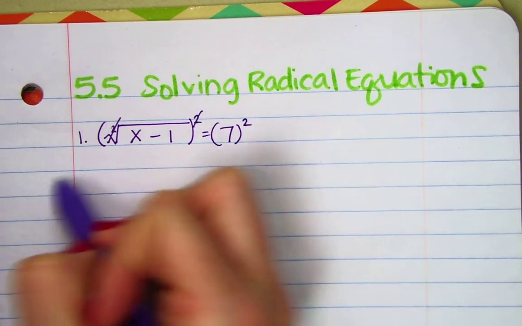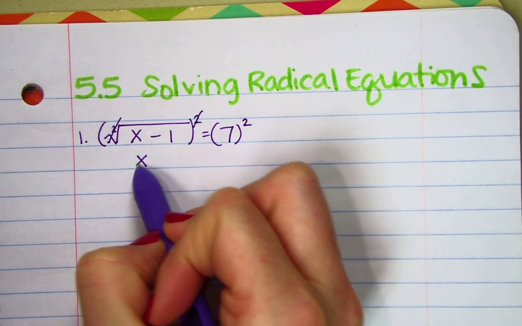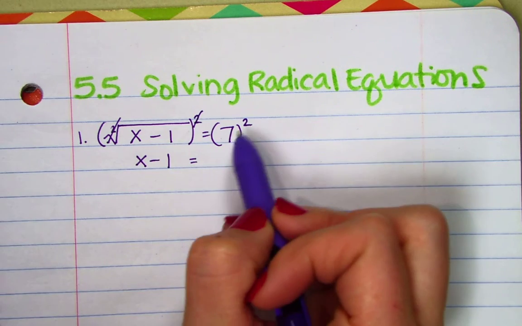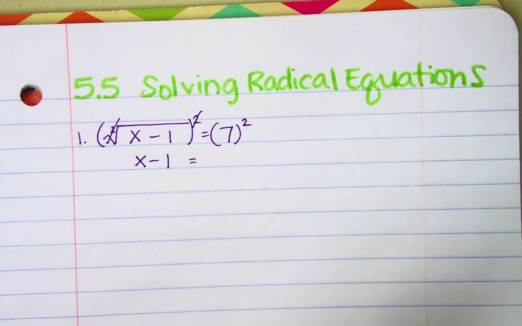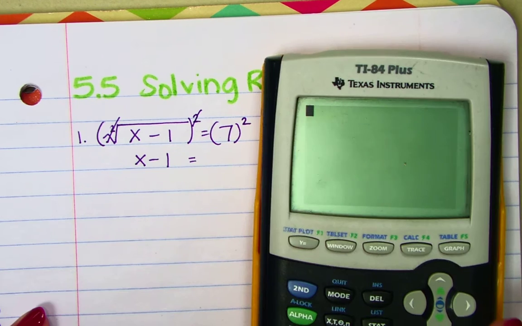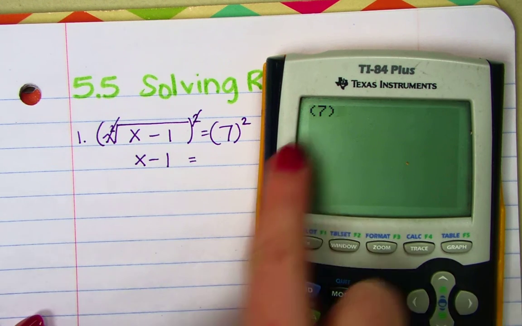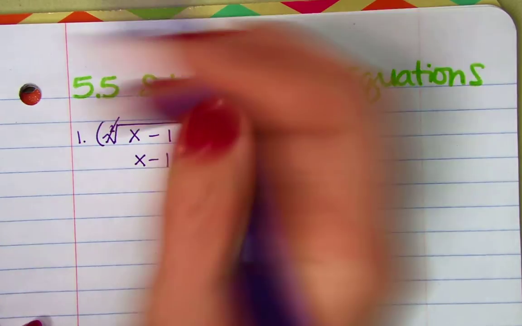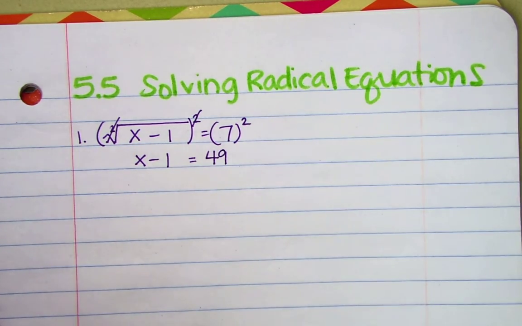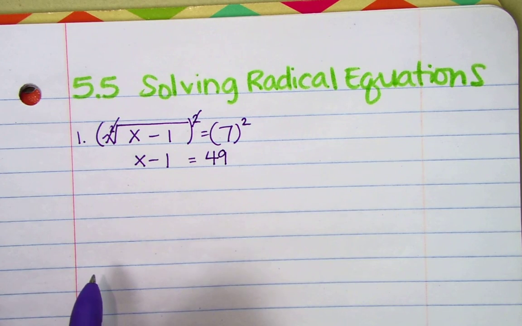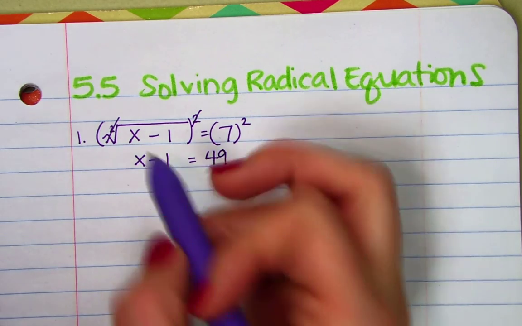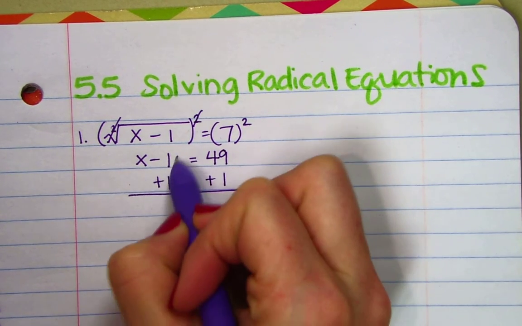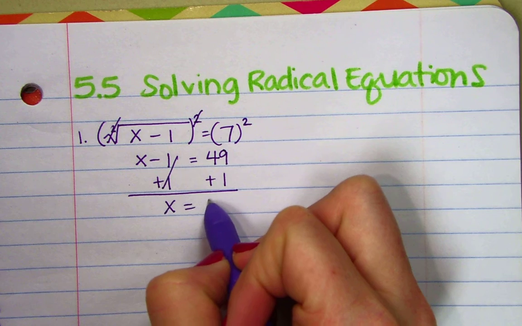The square and the root cancel each other out, so the x minus 1 comes out by itself. And then 7 squared, remember that's 7 times 7. You can always do it in the calculator. I would use parentheses just in case it's a negative number, and I get 49. So x minus 1 equals 49. I'm still solving for x, so I need to undo this minus 1, so I plus 1. x equals 49 plus 1, 50.